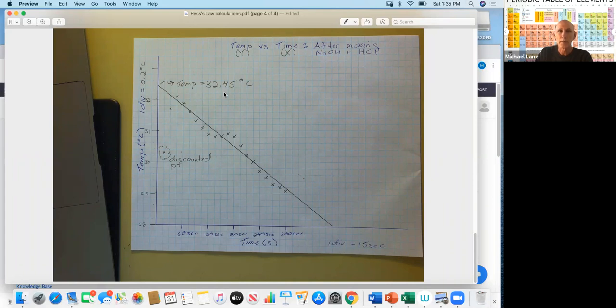I'm going to pause here and really try to clarify the use of the term T sub F and time equals 0. So this represents time equals 0, and here's the temperature. Even though it represents time equals 0, we're going to use this as T sub F, T sub final, for our calculations.